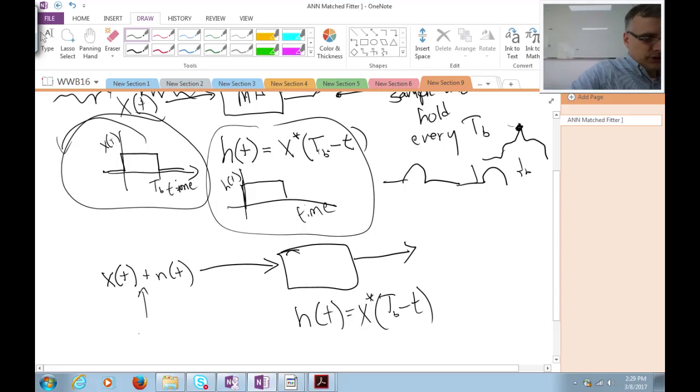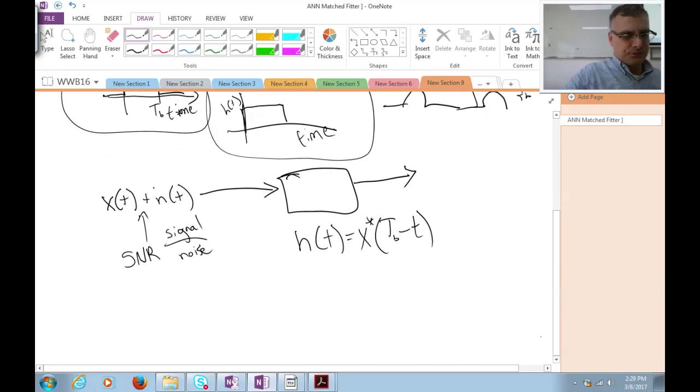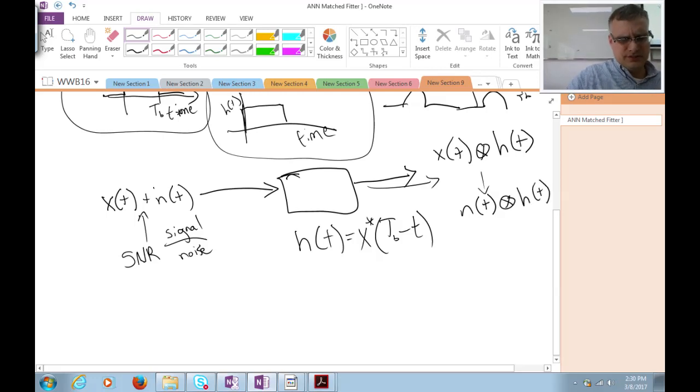Okay, so I have a signal to noise ratio here to start with. That's the ratio of my signal power to noise power. And I said that this gives you the best signal to noise ratio for an estimate of your peak, your correlation peak. That's the highest possible signal to noise ratio for a linear filter. So what is that signal to noise ratio? Okay, so on the output here, my output is going to be x of t convolved with h of t, plus n of t convolved with h of t.